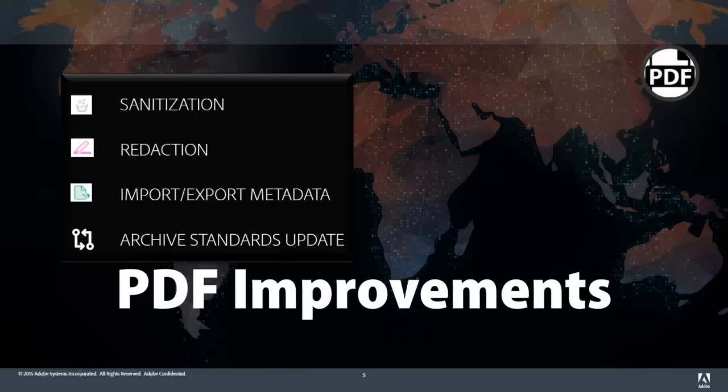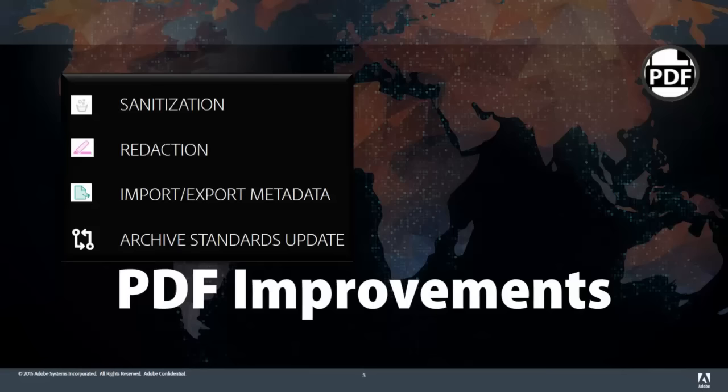The second one is redaction. You can remove content from a PDF by redacting that particular content. So, if there is sensitive information in that PDF, you can mark an area for redaction and it is programmatically redacted using the CFPDF tags. You also have capabilities to now import and export metadata of a PDF file as well. In this release, the archiving standard has also been updated.